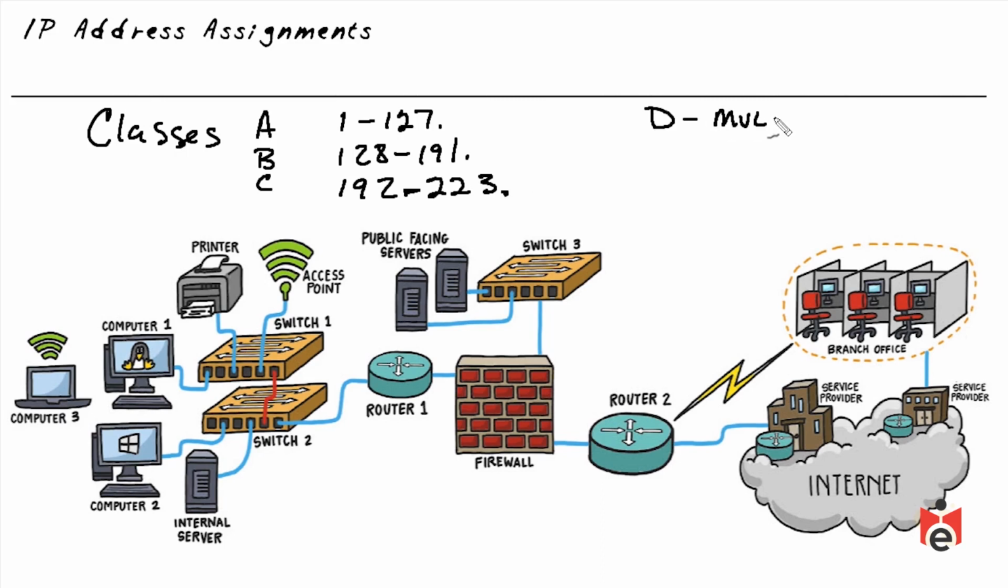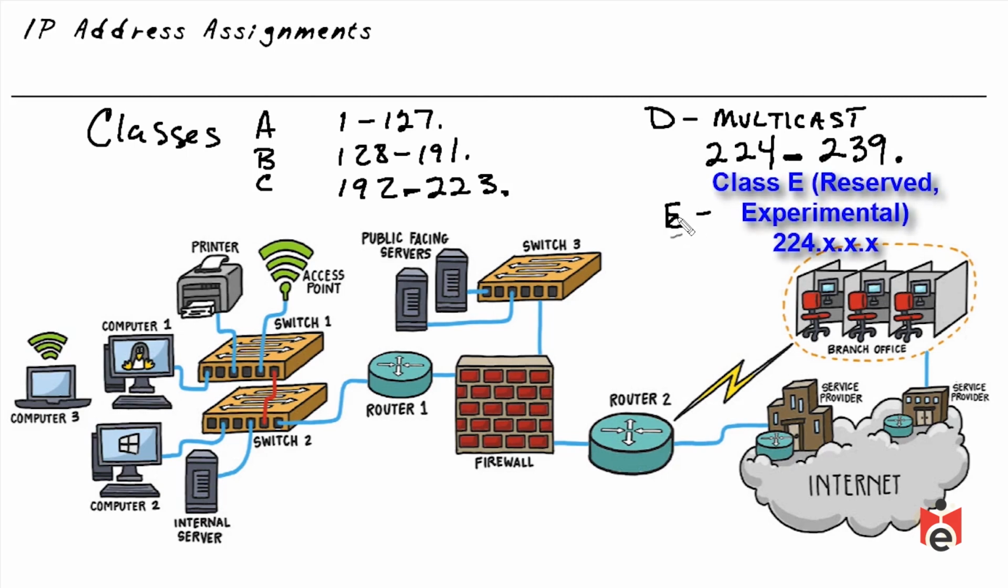And we also have a special class of IPv4 addresses for multicast. That's when we want to have traffic go from one source to a group of individuals. And the Class D multicast addresses are easy to spot. They begin their first octet with 224 through 239. And then we also have a Class E address, which is experimental.